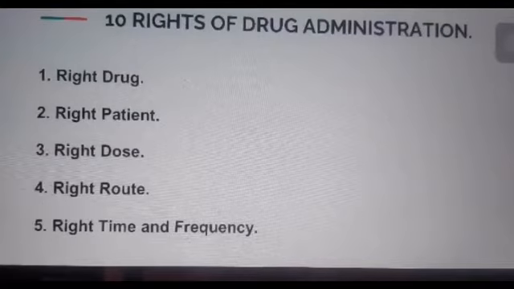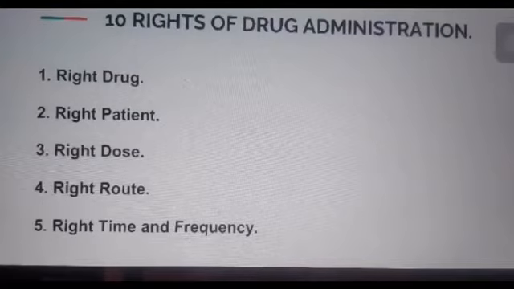Next is the right dose. Also, be aware of the difference between an adult and pediatric dose. Next is right route. Also, kailangan natin maging familiar with IV, subcutaneous, intramuscular injections, and oral. And also right time and frequency. So we need to check when was the last time it was given.